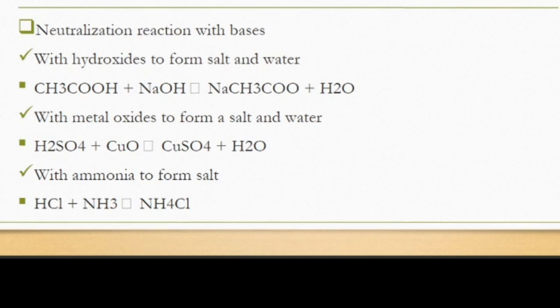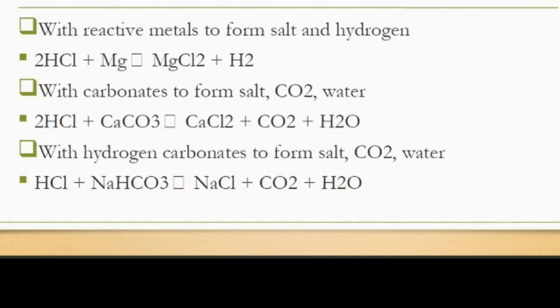Acids react with metal oxides to form a salt and water. When sulphuric acid, here in the example, reacts with copper oxide, it forms copper sulphate and water. With ammonia, hydrochloric acid reacts to form ammonium chloride as salt. With reactive metals such as magnesium, hydrochloric acid reacts to form magnesium chloride as salt, and hydrogen gas is liberated in this reaction.